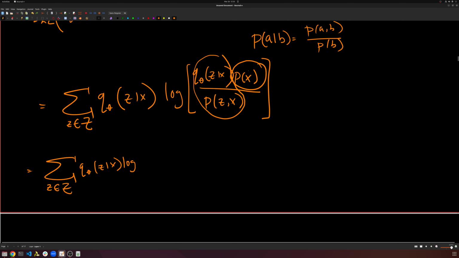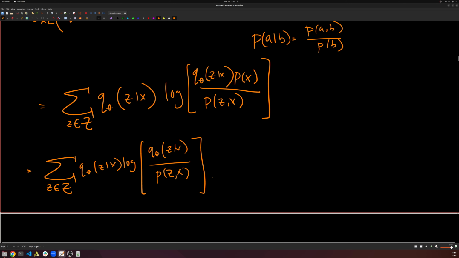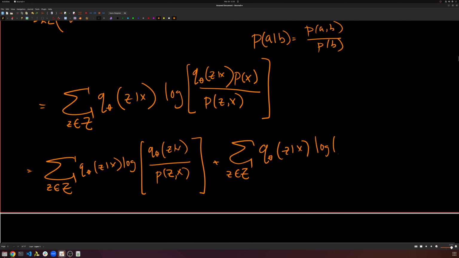So it's going to be log of this first term plus log of the second term, right? So we're going to just do it that way. So it's going to be log Q theta z given x divided by the joint distribution between z and x, just like that, plus, right? And we're just going to distribute again, sum over z element of Z, again it's the same Q theta z given x. And then we just have our log P of x. And there we go.